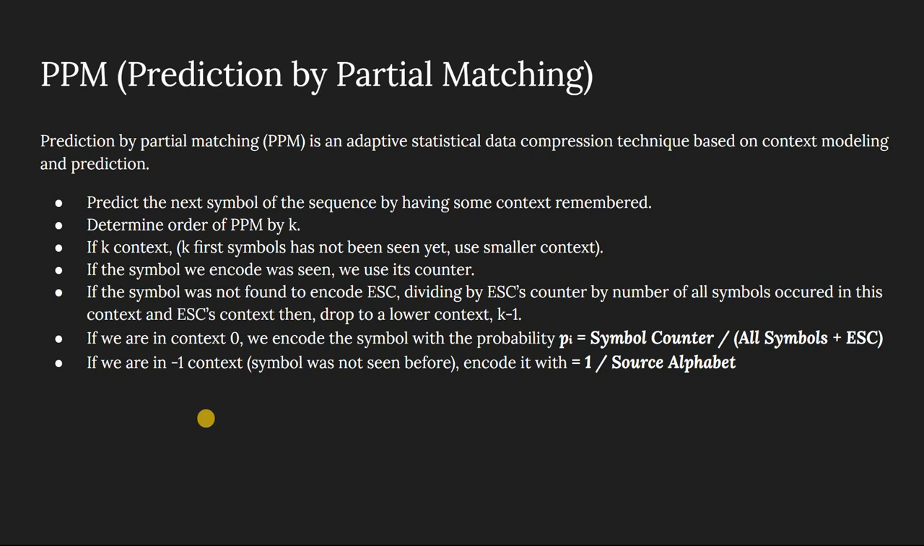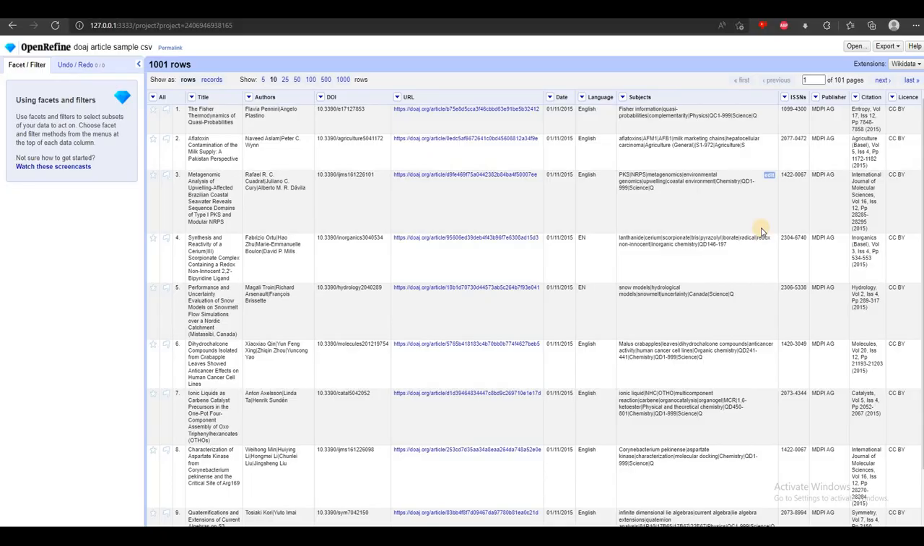If the symbol wasn't found, we encode an escape, with the escape's counter divided by the number of all symbols that occurred in this context plus the escape's count, then we drop to a lower context, k minus 1. If we are in context 0, we encode the symbol with the probability pi. And if the symbol was not seen before, which means we are in the minus 1 context, we encode it with 1 divided by the source alphabet size. Now we will see how to use clustering methods in OpenRefine.